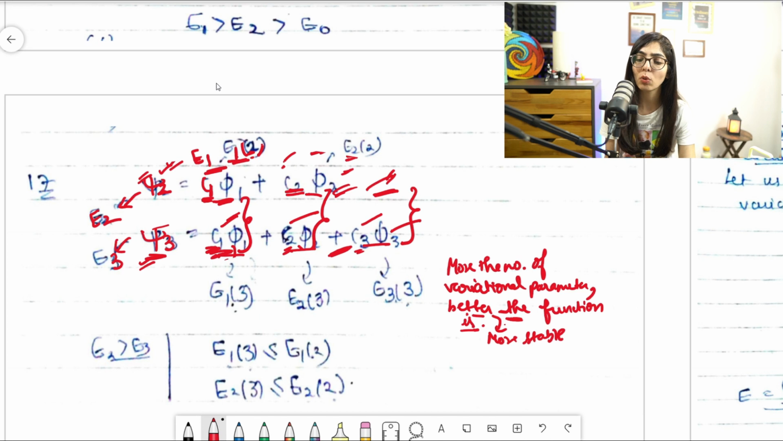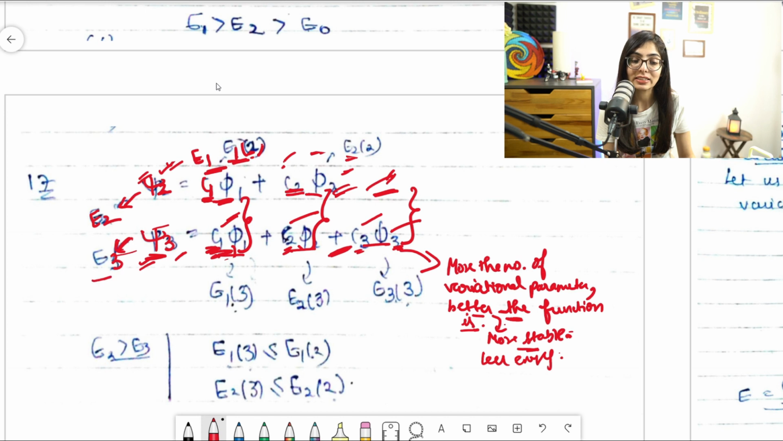So it is more stable. More stable means the lesser the energy will be. Always remember, the more stable, the less energy. I am talking about this only. So psi3 is yielding E3 energy, and E3 will have less energy than E2.